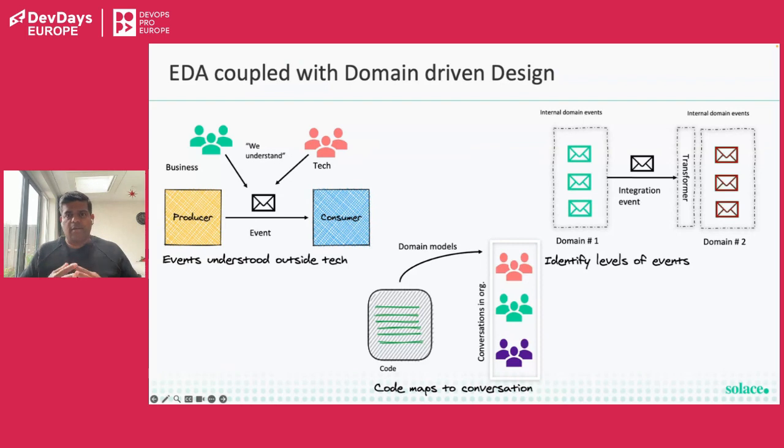Identify your level of events. When you highlight your bounded context, you will be using events inside and outside of your domain context, right? So, internal versus external events. Knowing the difference here can really help. Identify what is important for your business, identify what is important for your processes, and work on that.